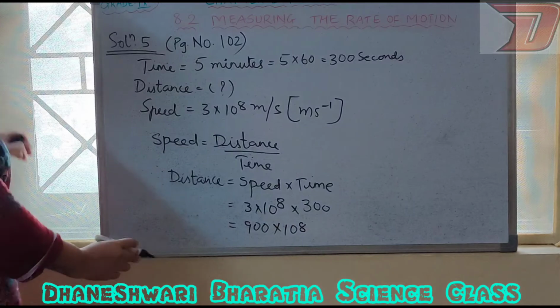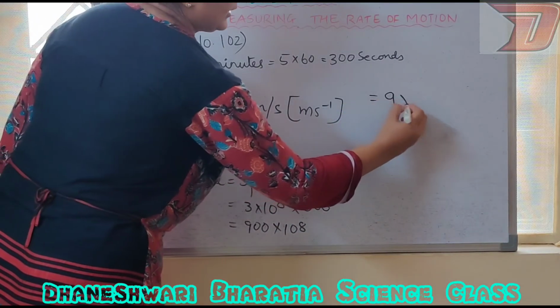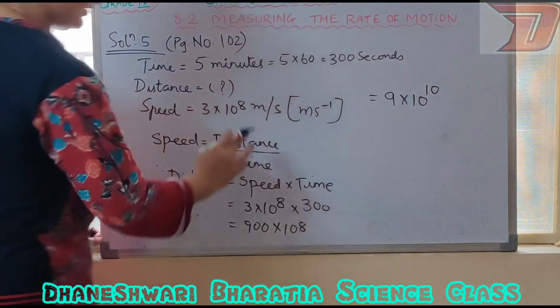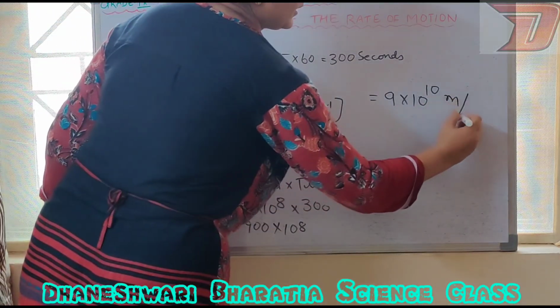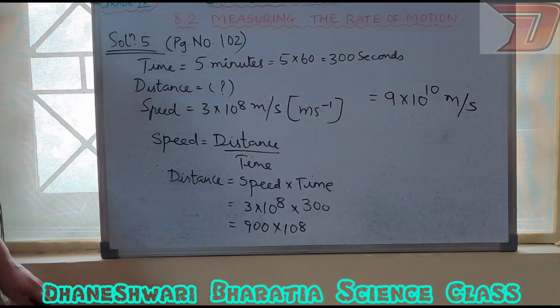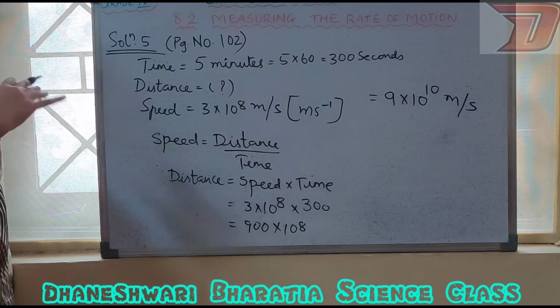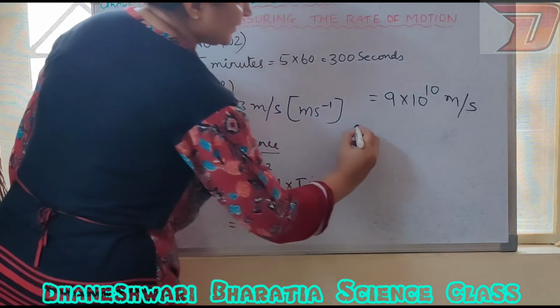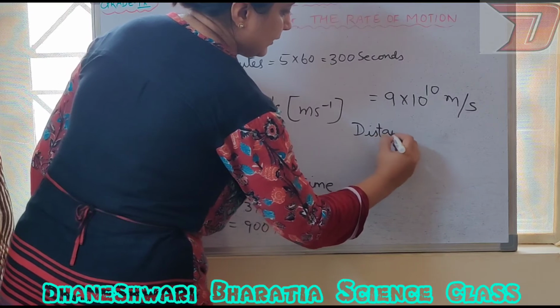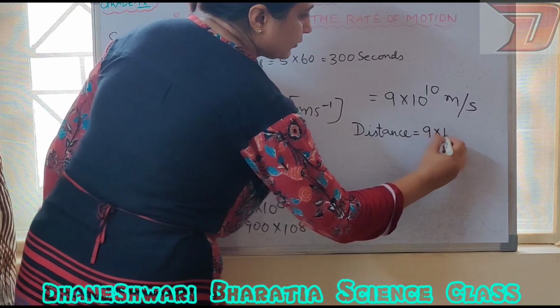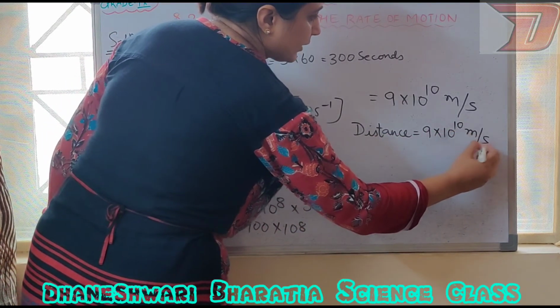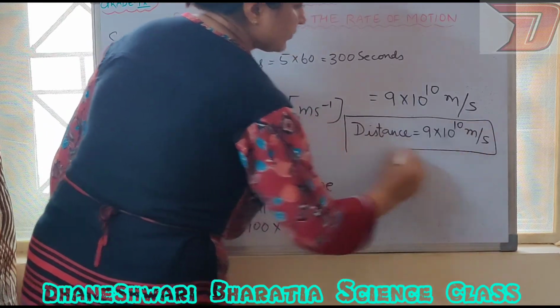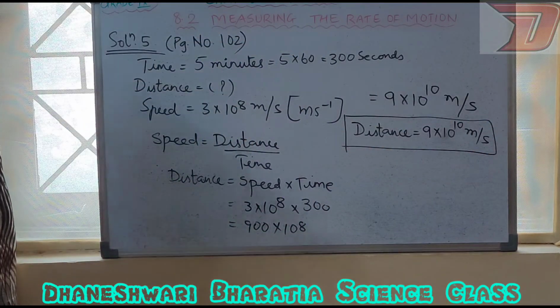If we simplify this, we will get 9 into 10 raised to 10. What? Meter. Now they have not asked us to convert it into kilometer per hour or so on, so we are not going to make any changes with this. So what will be the distance here? The distance will be 9 into 10 raised to 10 meter. Am I clear with this? That is how to solve the numerical.